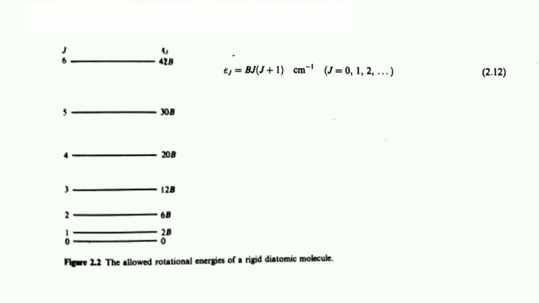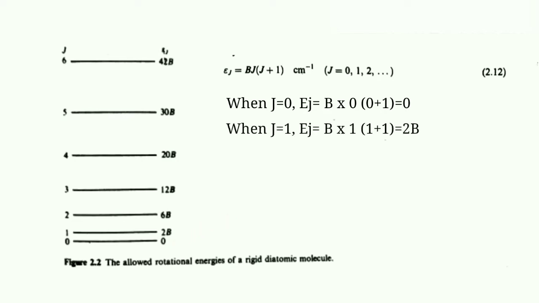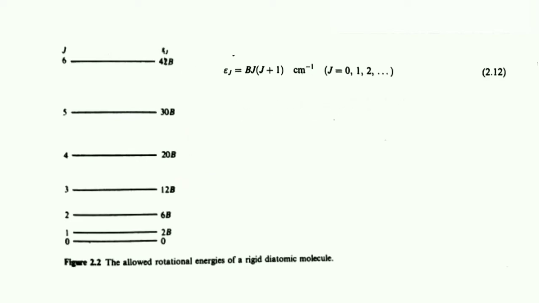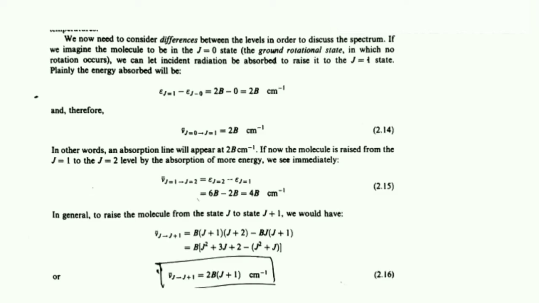Using equation 2.12, epsilon_j = Bj(j+1) cm⁻¹, we can arrange the rotational energy levels as shown in this figure. When j = 0, that is the ground rotational level, we get epsilon_j = 0. When j = 1, epsilon_j = 2B. When j = 2, epsilon_j = 6B. When j = 3, epsilon_j = 12B, and so on. So these are the allowed rotational energies of the rigid diatomic molecule.